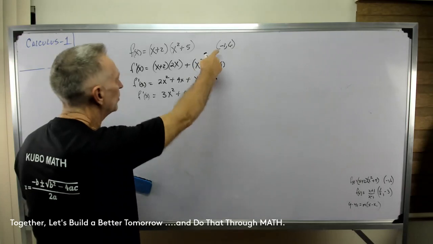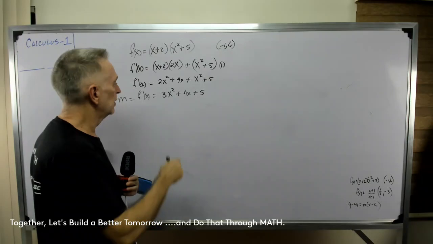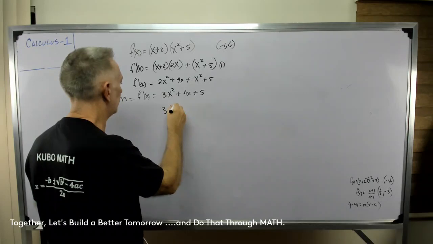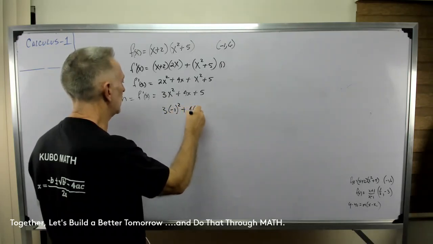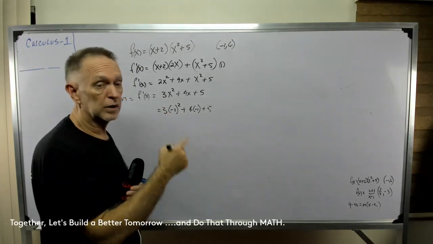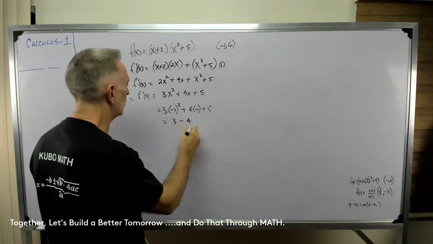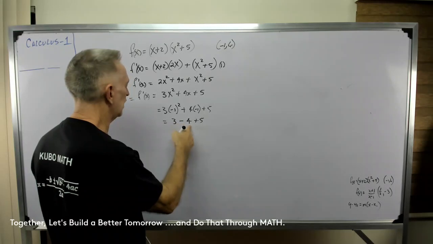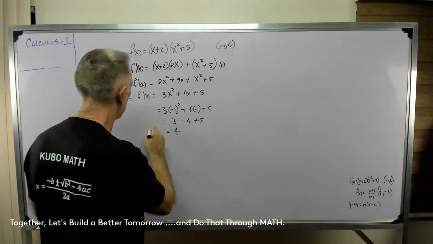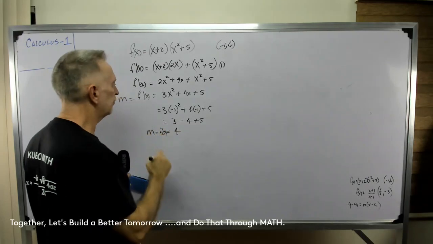Okay, so m equals f prime of x, let me put in -1. So 3 times -1 squared plus 4 times -1 plus 5. What does that equal? -1 squared is 1. 3 times 1 is 3. 4 times -1 is -4 plus 5. So 3 minus 4 gives me -1. -1 plus 5 equals 4. Okay, so m, or f prime of x, equals 4.